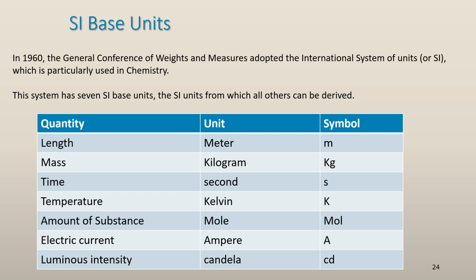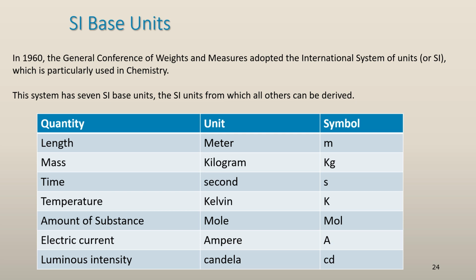We have Fahrenheit, Celsius. Kelvin is actually a third type of temperature. Notice that the symbol doesn't have a little degree symbol. So for Celsius and Fahrenheit, you put the degree symbol, but for Kelvin we don't. Amount of substance, the unit is the mole. That's a lot of what we'll talk about the rest of this semester.